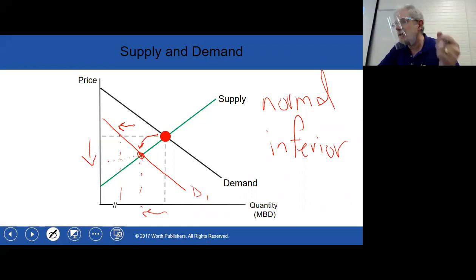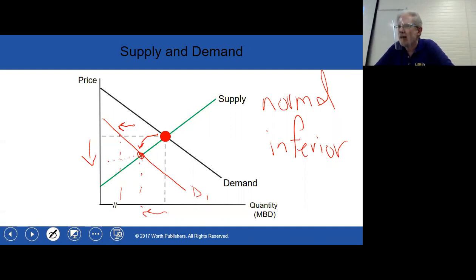And normal is very straightforward. Just means if something is a normal good, that means that when people's incomes go up, their demand for that good goes up. Okay? Their income goes down, their demand for that good goes down. Inferior is the opposite. That is defined as a good that as your income goes up, your demand for that good goes down. Steak, for most people, would be a normal good. Your income goes up, your demand for steak probably goes up. You lose your job, your demand for steak probably goes down.